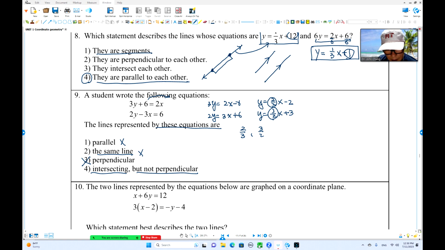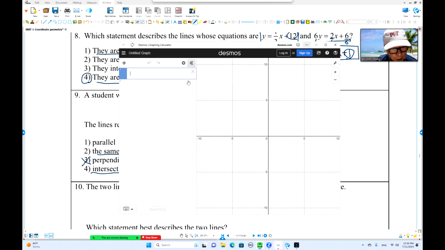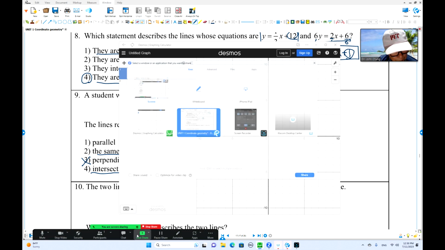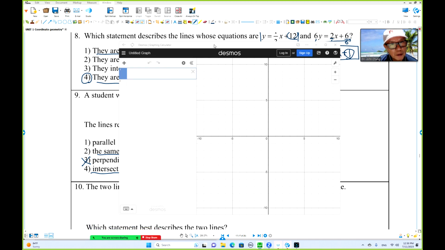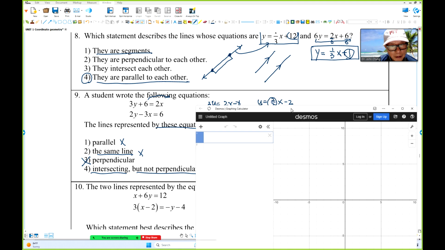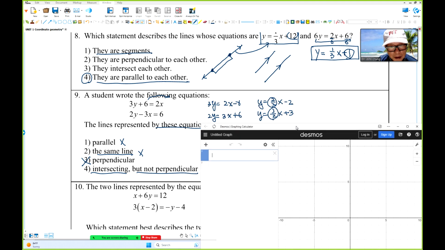For example, give me 1 minute, okay? I'm going to show you the graph of these two, okay? This is the graph. I'm going to use the internet graphing calculator, okay? In terms of y, y equals 2/3 x minus 2. That's the graph, okay? Y-intercept is negative 2, slope is 2/3, right? Move to the right 3 and 2 up, that's right?